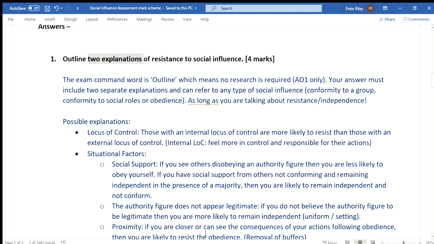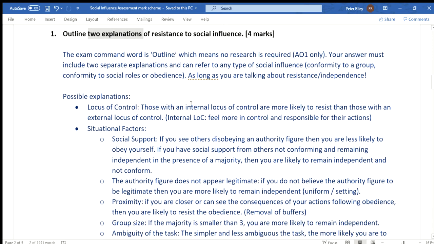Obviously, we need to include 2 explanations of resistance to social influence to get 4 marks. So it's going to be 2 marks per explanation. And it just says resistance to social influence. So we can talk about absolutely anything that we want. We don't have to refer to a specific type of social influence. So if you feel more comfortable talking about obedience or conformity to social roles, then you can pick which you feel most comfortable with. The vast majority of answers, I expect, will refer to obedience, because that is where the vast majority of research or variations into why people remain independent come from. So chances are that you have talked about obedience.